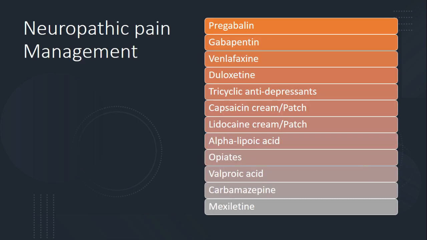In terms of the management of neuropathic pain, pregabalin is the only medicine which has class A recommendation, but gabapentin, venlafaxine, duloxetine, tricyclic antidepressants, and a couple of others are all class B. I tend to use one and then add on top of it. Next, your choice varies based on the patient's other factors, and you can go from there.